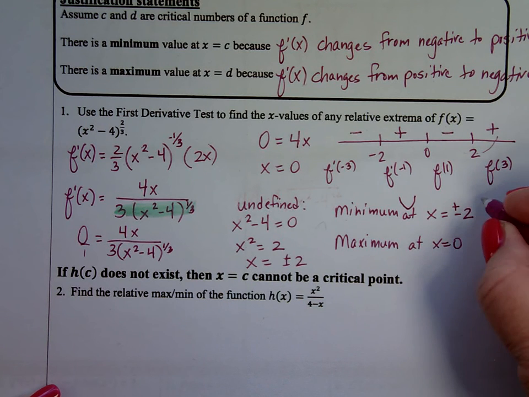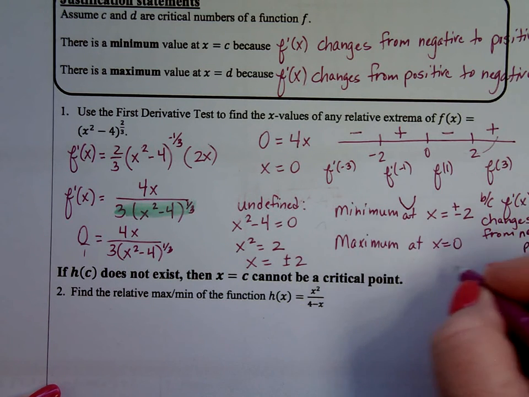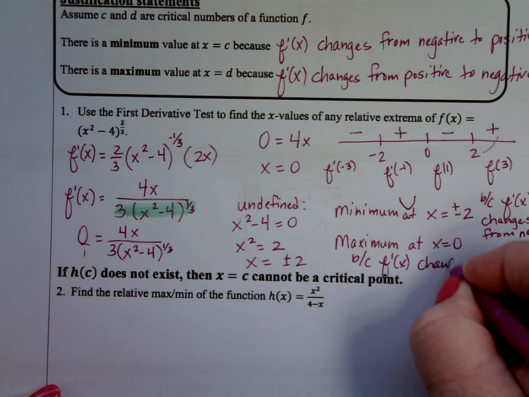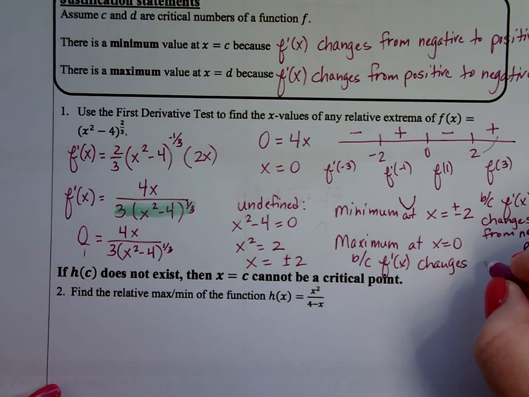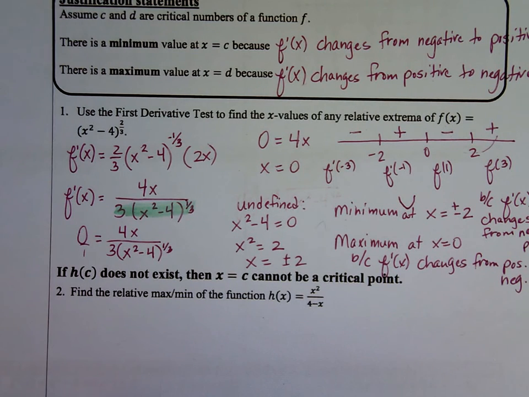Here comes my reasoning. This is a minimum because the first derivative changes from negative to positive. And my maximum reasoning is because the first derivative changes from positive to negative. Okay, there you go, first one.